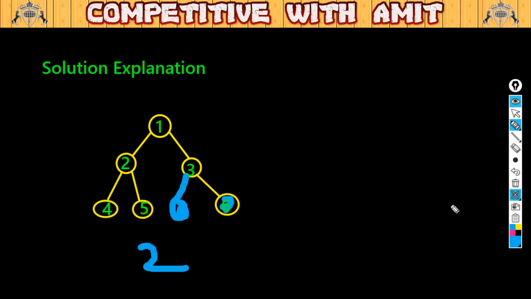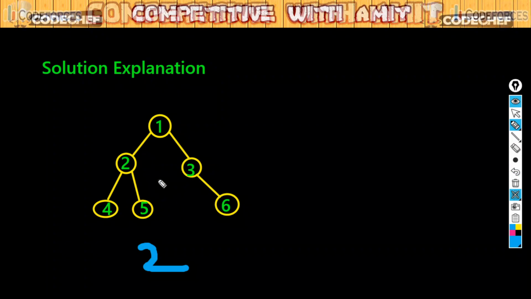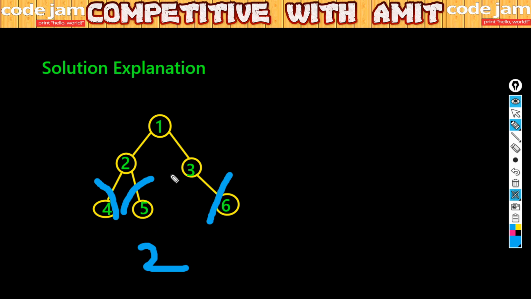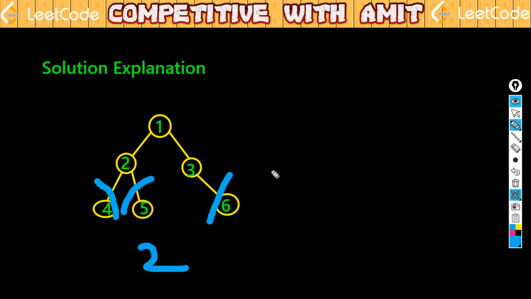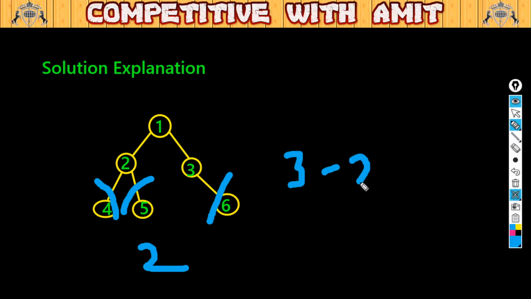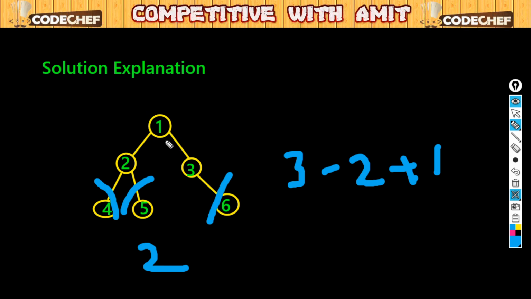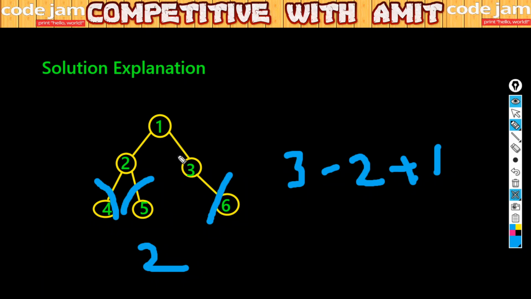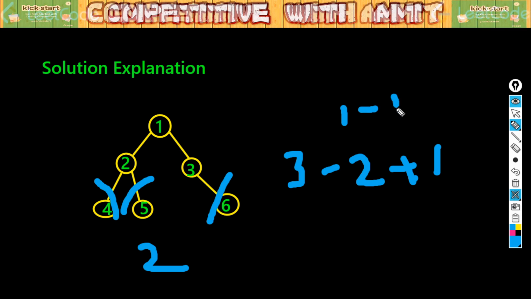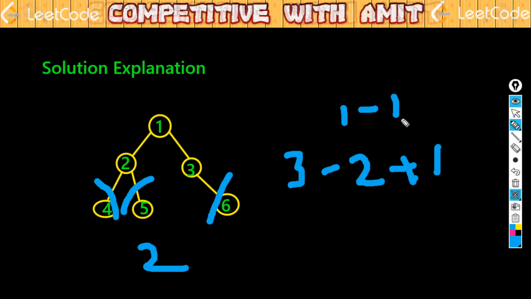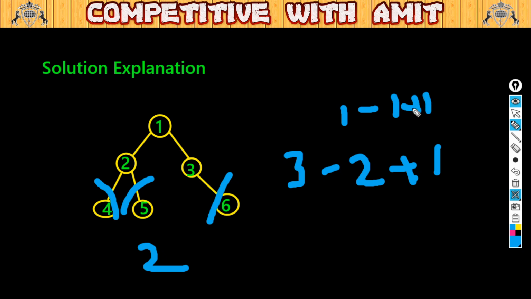So how will this help? This is the main thing. If we have proper indexing, then we can find it. Now in this case, if we do not have these three and we have to find the distance between these, how can we find it? This minus this plus 1. So it will be 3 minus 3 plus 1. Similarly, if we have to find for this one, it does not have left, it does not have right, so our answer will be 1 only. Basically it will be 1 minus 1 plus 1.